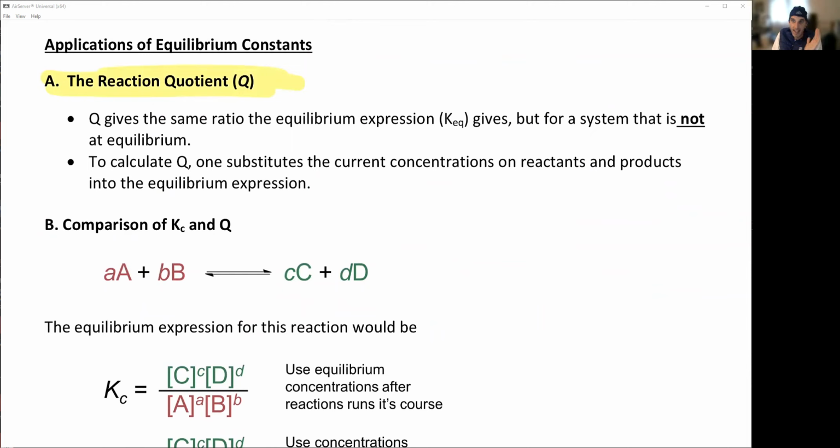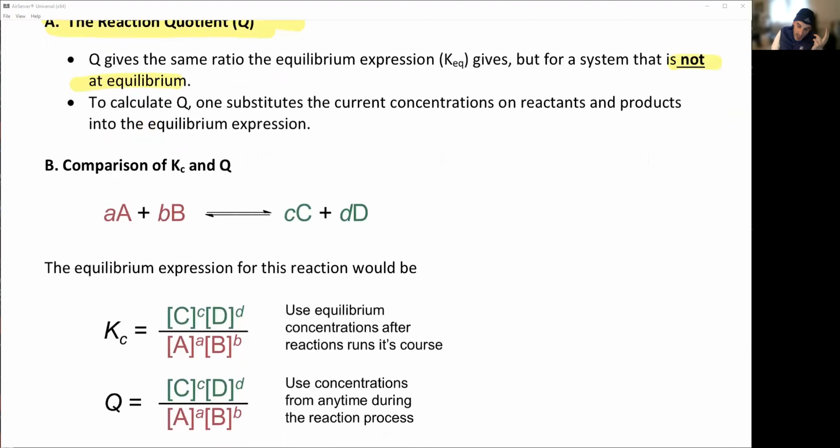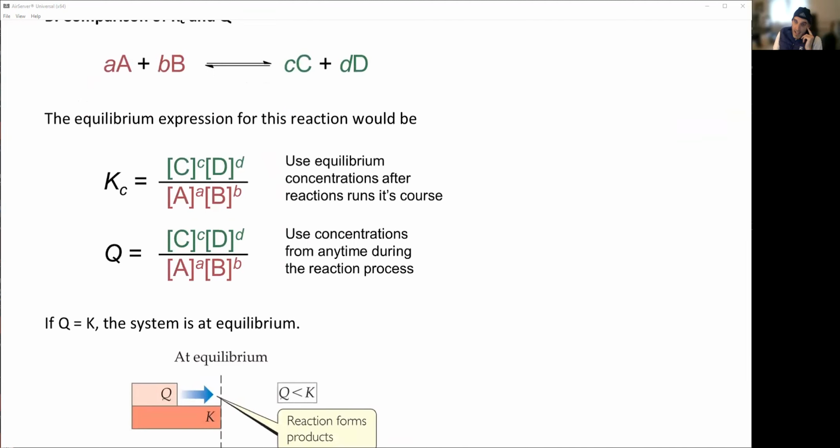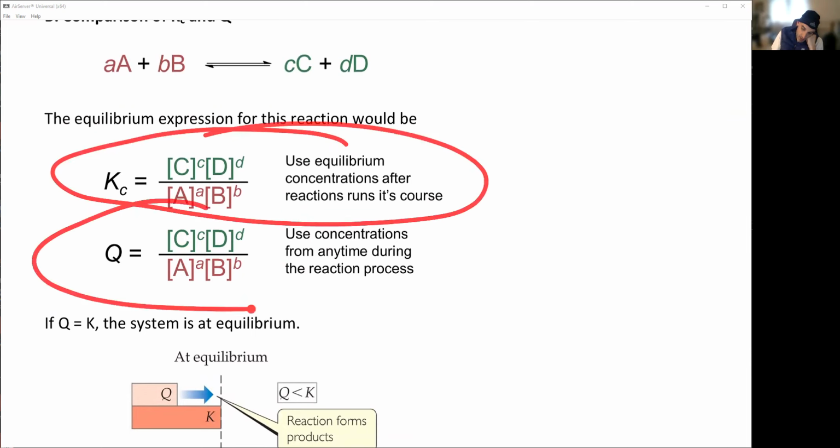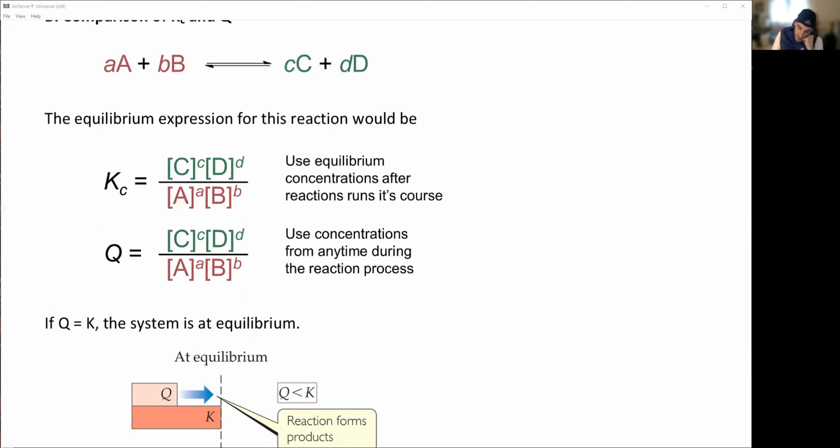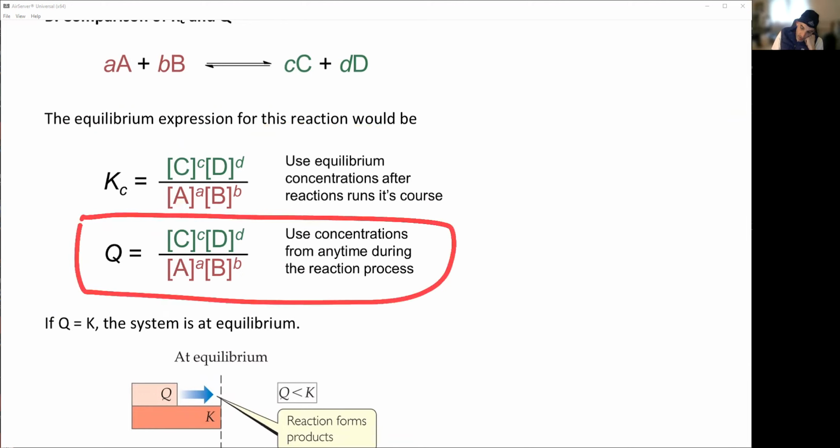So Q is the same exact thing as K, only not at equilibrium, and we have a Q value. To calculate Q, we're essentially looking at the same equilibrium expression. If we look at our generic reaction of aA plus bB equals cC, notice that my Kc and my Q are the same exact thing. The only difference is we can use these concentrations at any point. It's not specifically at equilibrium.